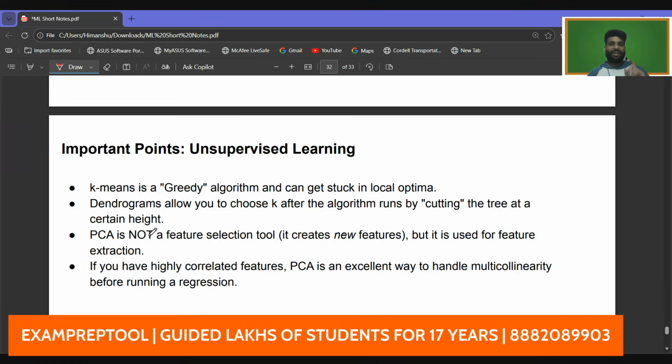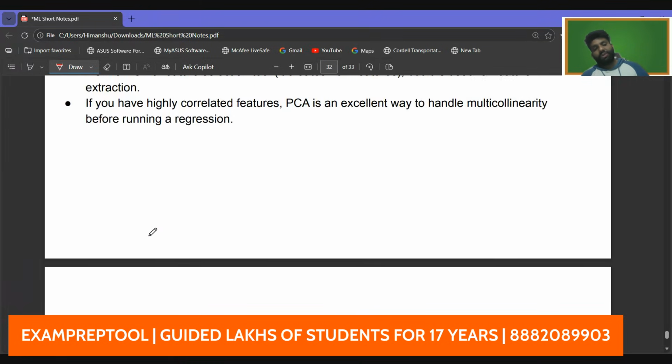PCA is not a feature selection tool, but rather a feature extraction or feature transformation tool. Remember that. If you have highly correlated features, PCA is an excellent way to handle multicollinearity before running a regression. Another important point: if your features were already orthogonal to each other, or unrelated, then applying PCA does not really help. You would get the same set of features again. And if the variance was also the same across all dimensions, in that case also it would not make sense. You would just lose information by keeping fewer features.